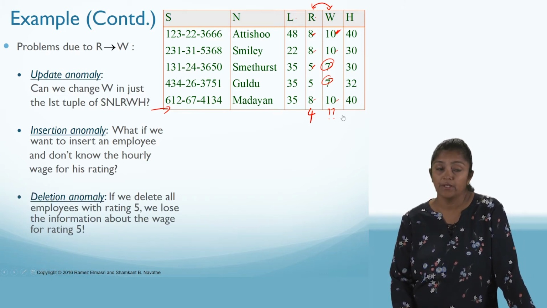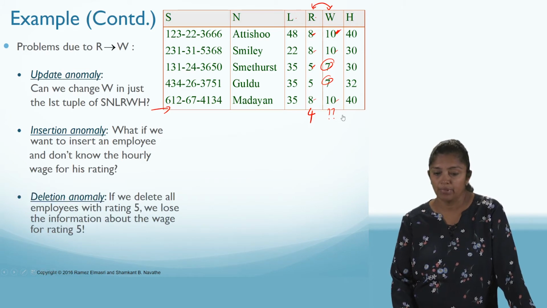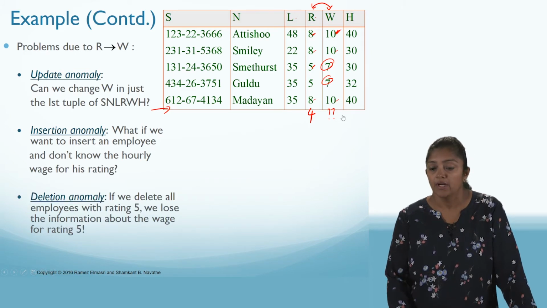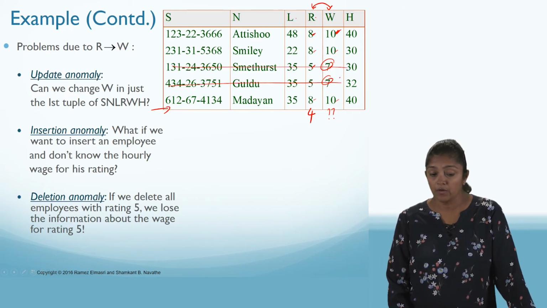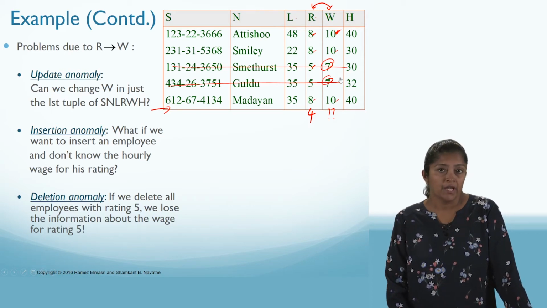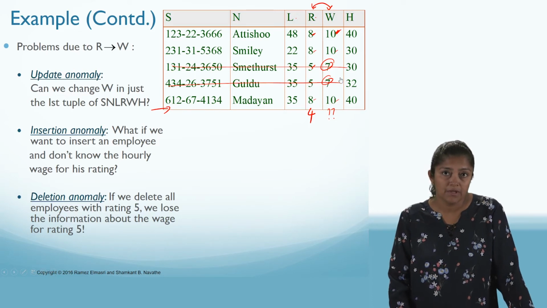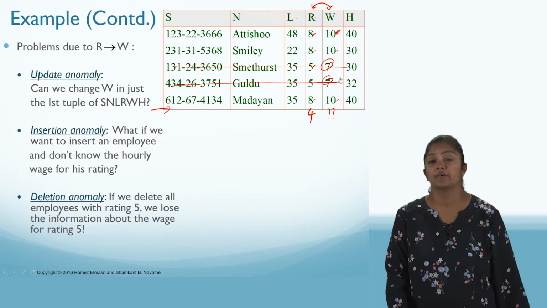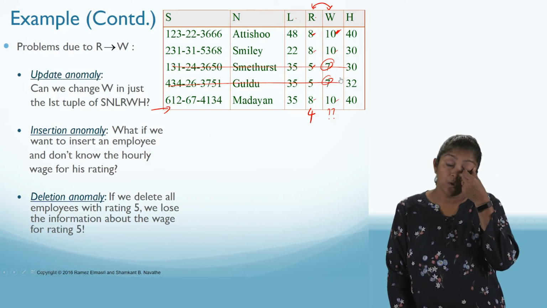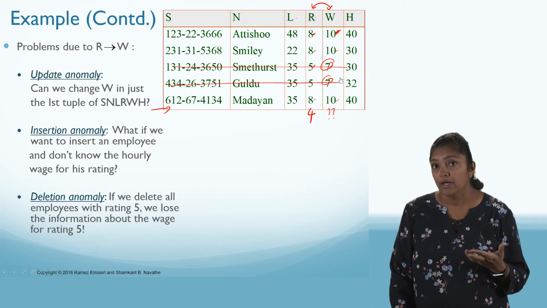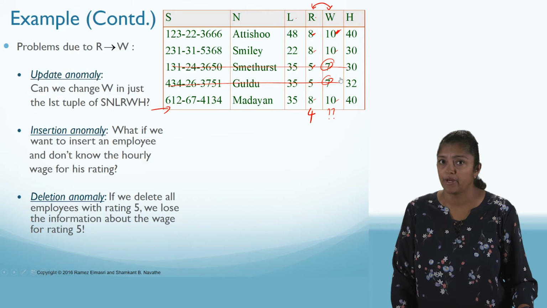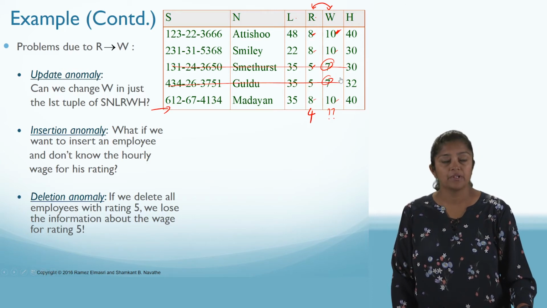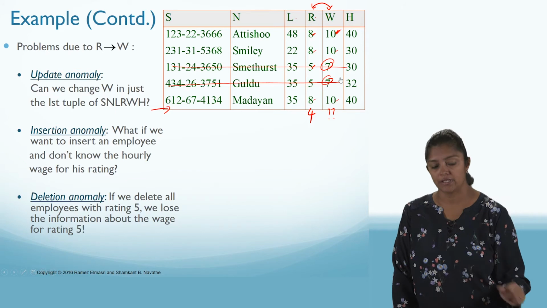Now with respect to deletion, say we want to delete all the employees that have a rating of 5. If we go ahead and do that, and delete those two tuples, then along with that we are losing the information about the wage for a rating of 5. Later on, if we want to insert new employees with a rating of 5, we've lost the information that the corresponding wage is 7. Those are the kinds of issues that we want to avoid, and that's the reason we analyze functional dependencies as part of schema refinement, and then try to come up with a better schema design and avoid these anomalies.